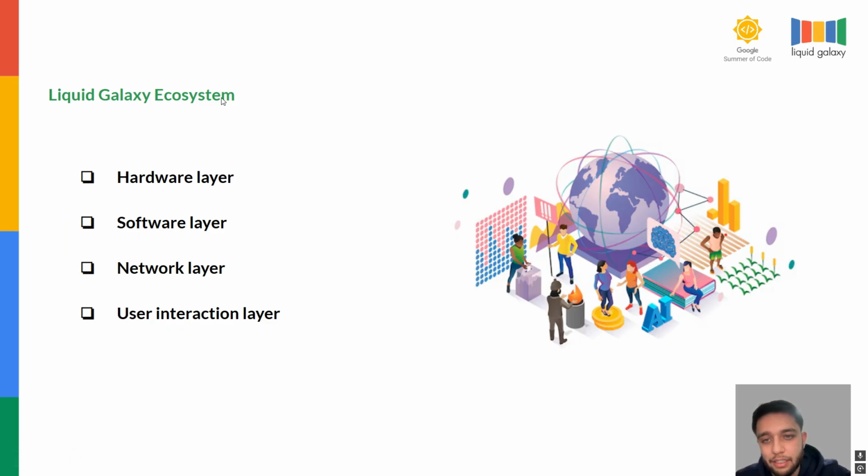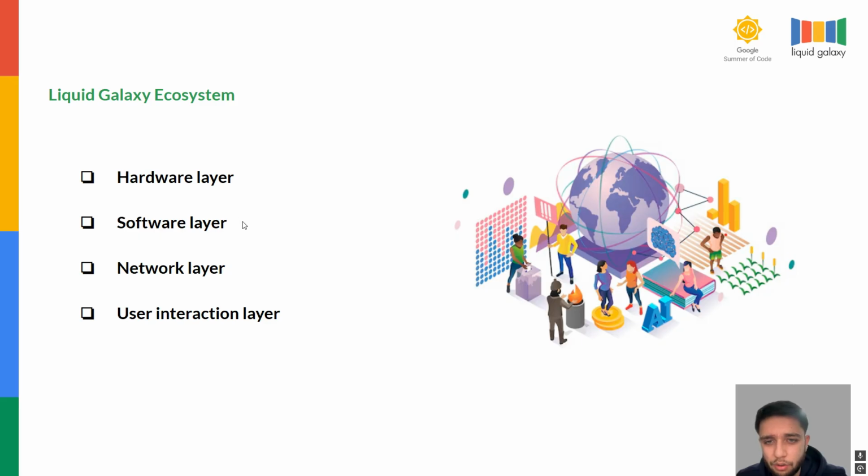Liquid Galaxy ecosystem. So the ecosystem of Liquid Galaxy is divided into different layers, and each layer has its specific role. First is the hardware layer. This includes all the physical components like multiple display screens, computers or CPU, graphics card, cables, and mounting system. These screens are placed side by side to create a wide panoramic view, which is the base of the immersive experience.